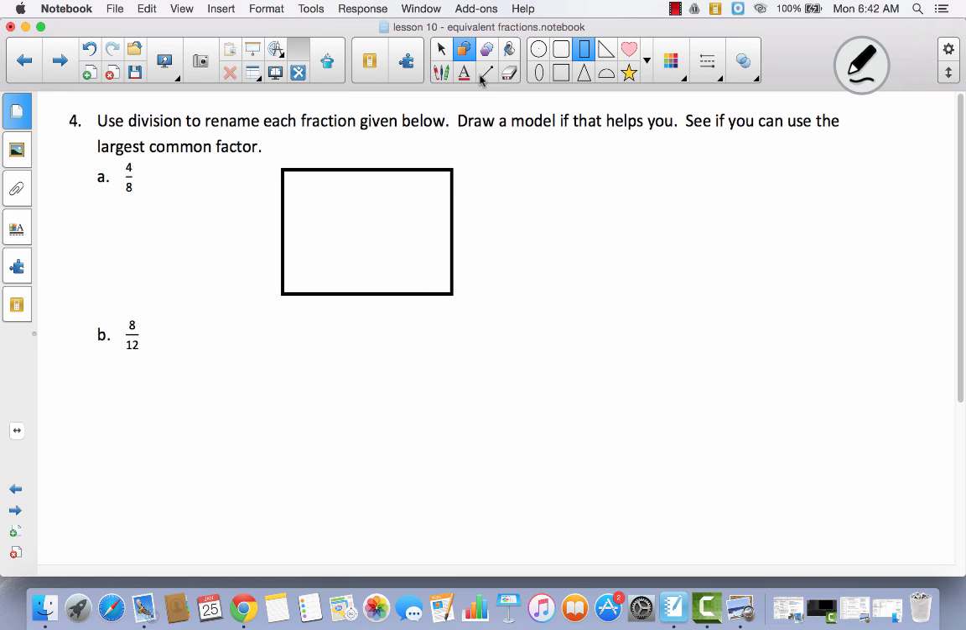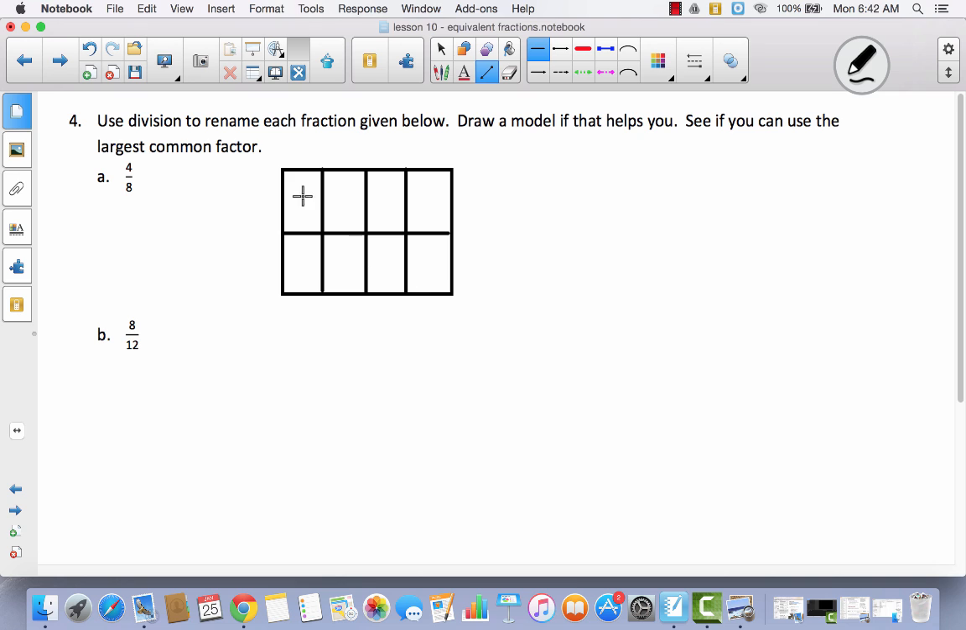And I'm going to divide this into 8 parts. So I'm going to start by dividing it horizontally in half, and then I'm going to divide it into fourths vertically. So this is going to give me a total of 8. 1, 2, 3, 4, 5, 6, 7, 8. So I'm going to shade 4 out of 8.